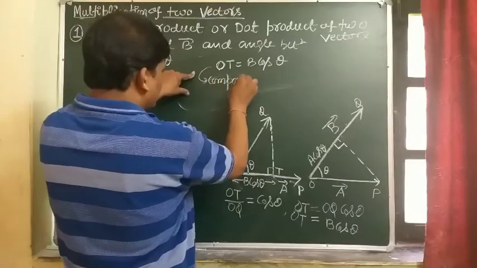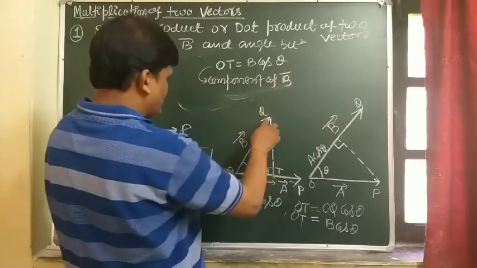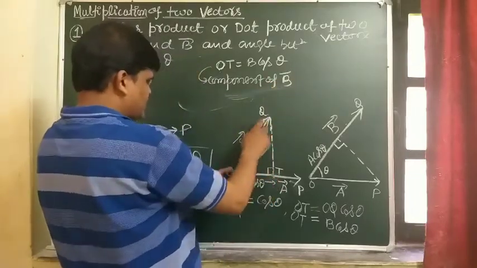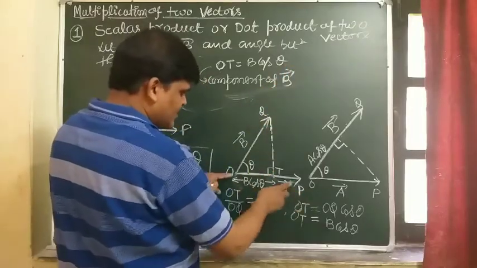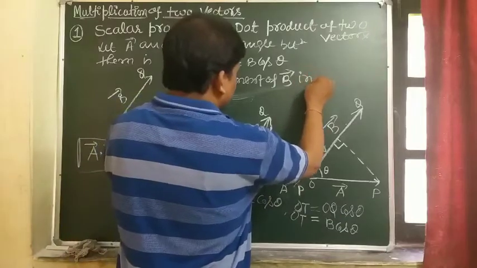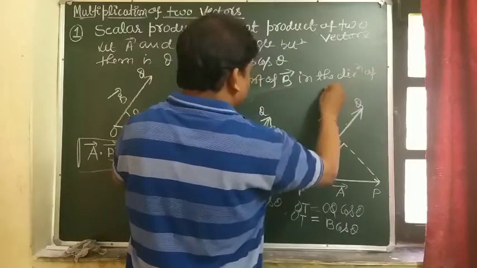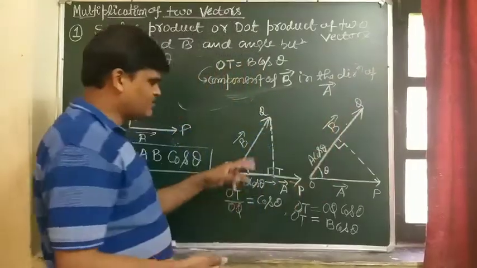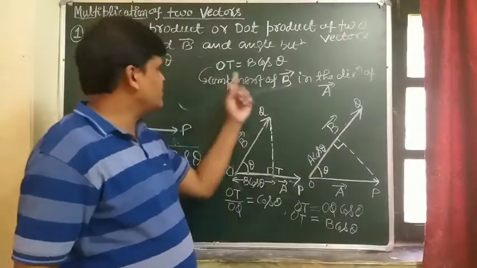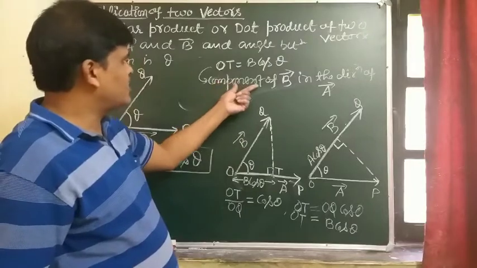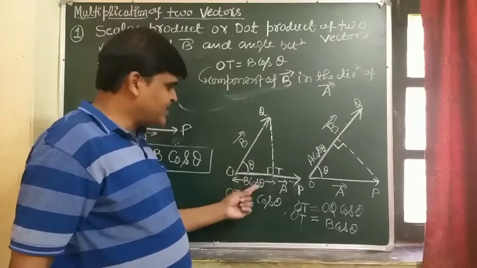OT can be written as the component of vector B in the direction of the first vector, that is vector A. So from this diagram, OT can be obtained, which is B cos theta. OT is the component of vector B, which is B cos theta.